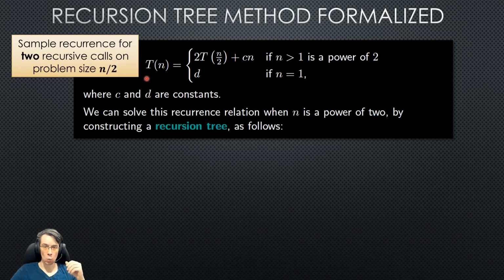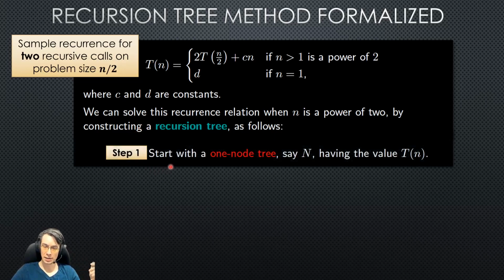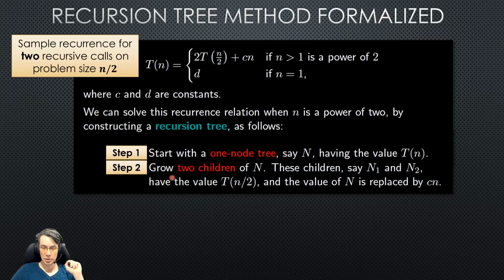This is one particular expression. We can, of course, use the recursion tree method to solve all sorts of different recurrences. So we can solve this recurrence relation by constructing a recursion tree. Step 1, you start with a one-node tree having the value t of n. Then step 2, you grow this tree to have 2 children. The reason it's 2 children is because it's 2 times t. If it were 3 times t, it would have 3 children.